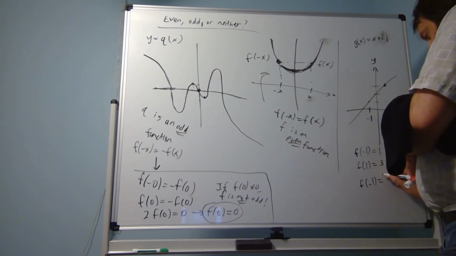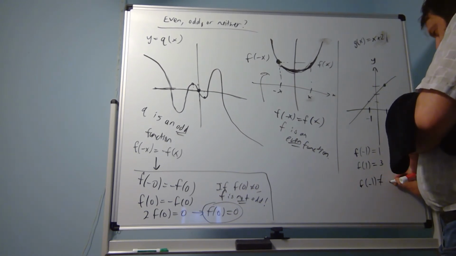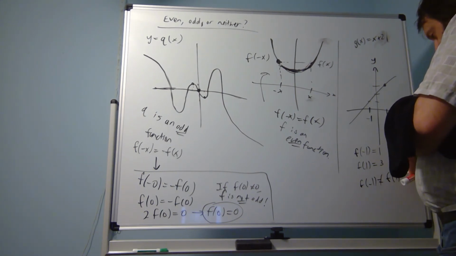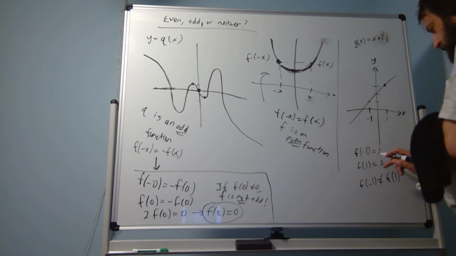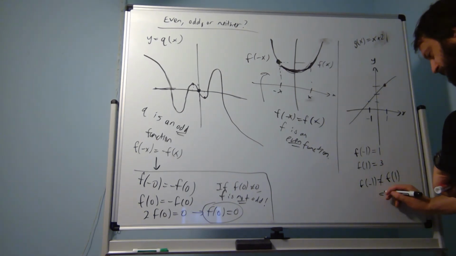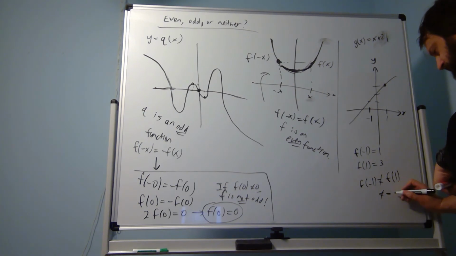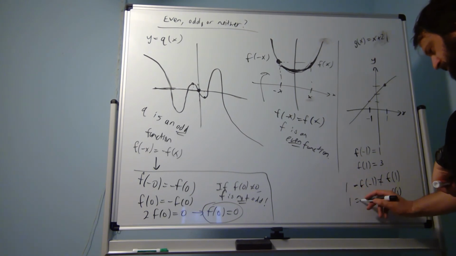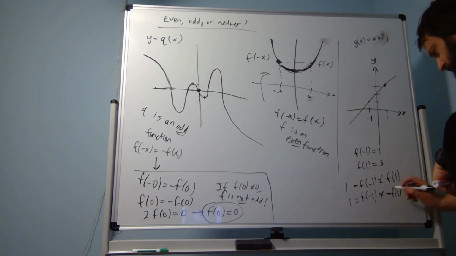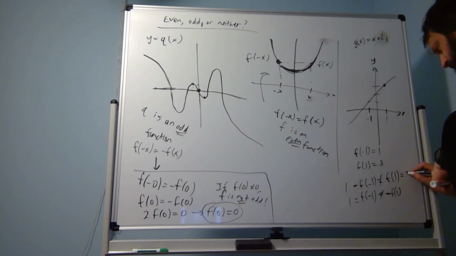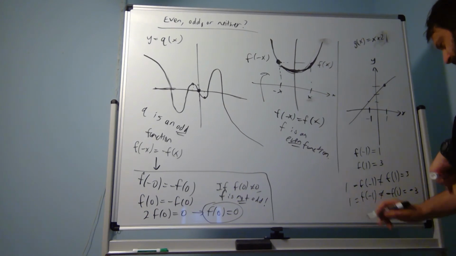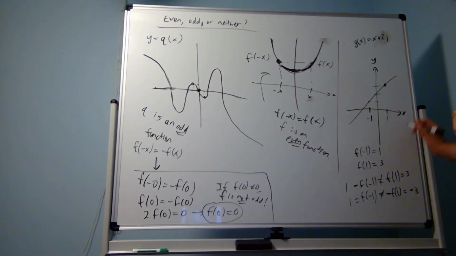So what happens? f of minus 1 is definitely not equal to f of 1, but it's also not equal to the negative of that. f of negative 1 is 1, but it's not equal to f of 1 because f of 1 is 3. Minus f of 1 is minus 3. Those are not equal to 1. That's it.